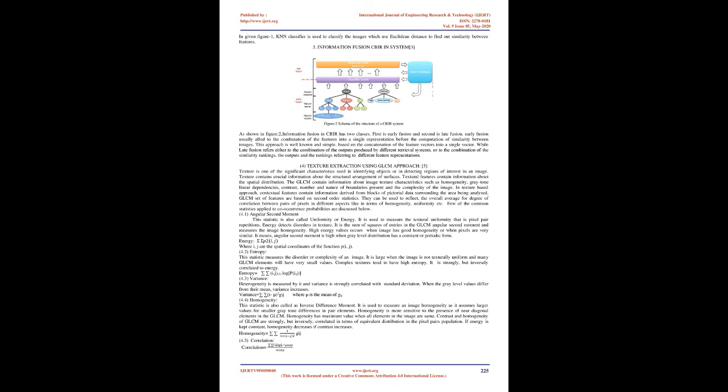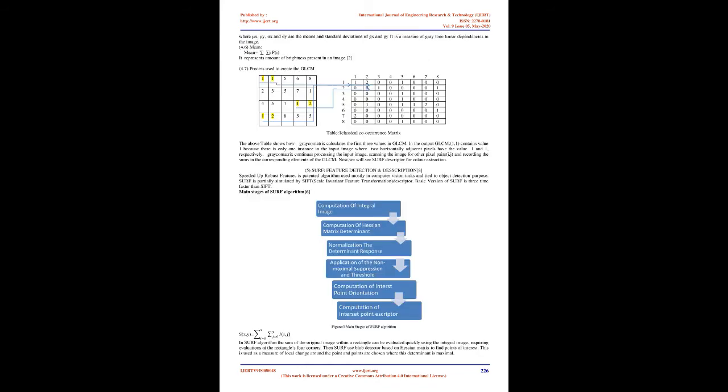4.2, Entropy. This statistic measures the disorder or complexity of an image. It is large when the image is not texturally uniform and many GLCM elements will have very small values. Complex textures tend to have high entropy. It is strongly, but inversely correlated to energy. Entropy equals minus the sum over i, j of p(i,j) log p(i,j).